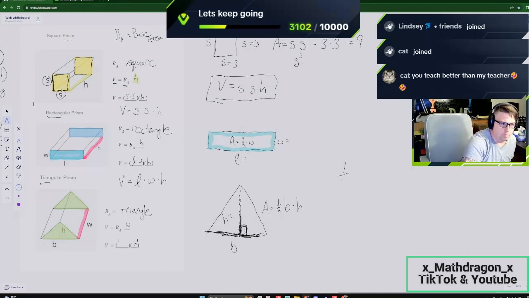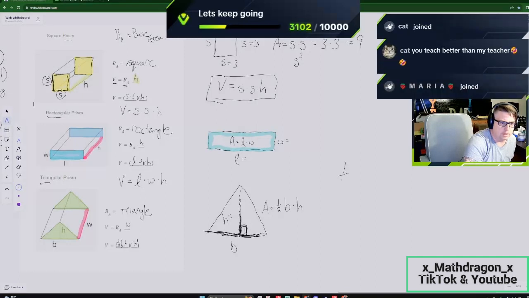So we have 1/2 base times height. So our volume for this whole figure is going to be 1/2 base times height times width.